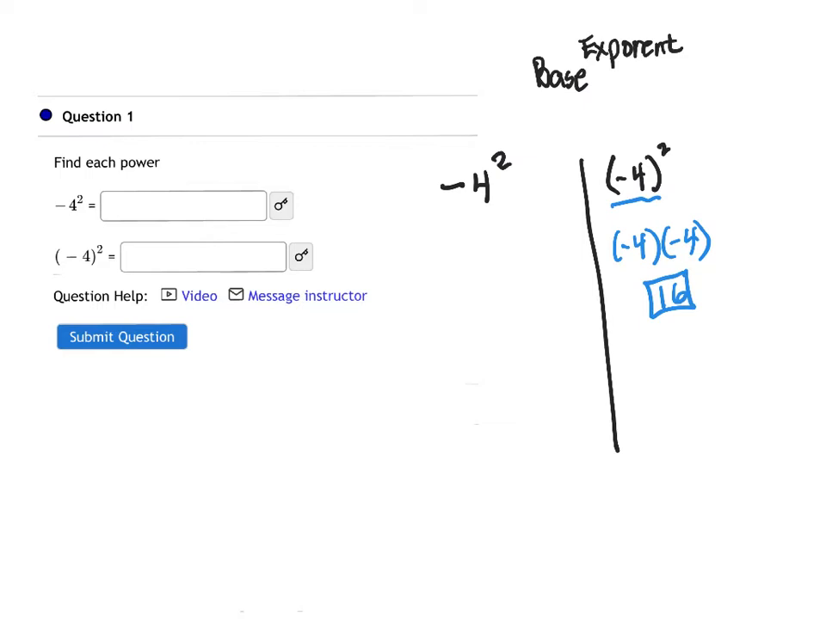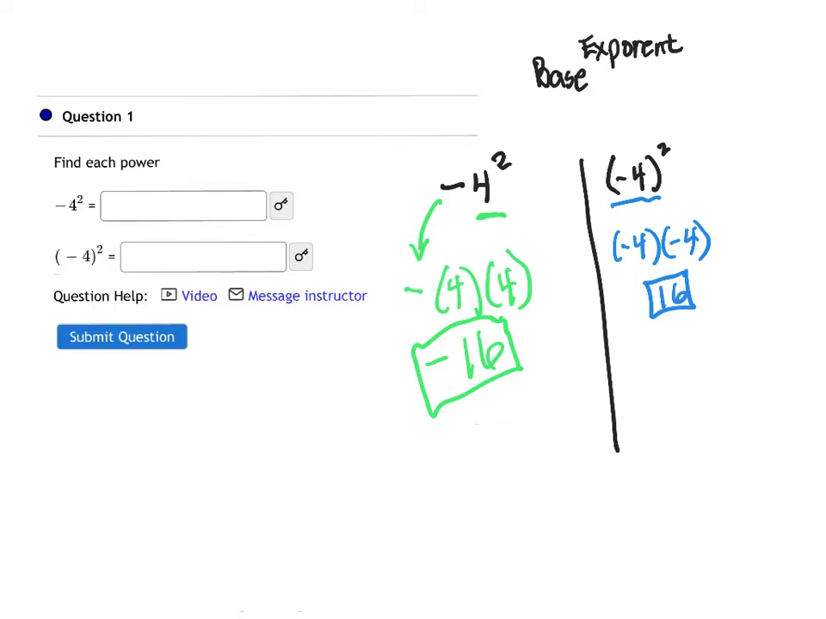Now that's different from this next one, which there is no parentheses. So it's just the 4 that's being squared. So we're going to just bring down this negative, and then the 4 is going to be squared. So that's 4 times 4. So negative times 2 positives, that's a negative 16. So the parentheses make a difference.